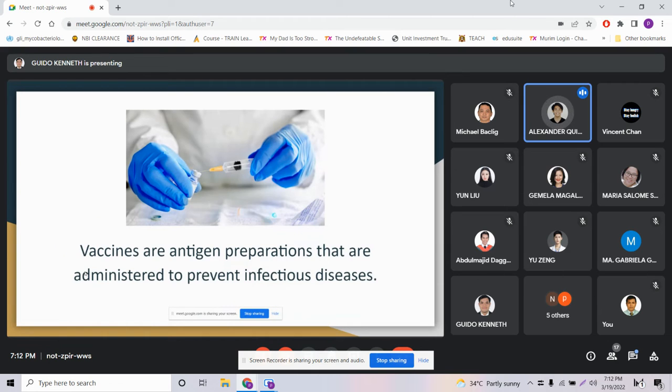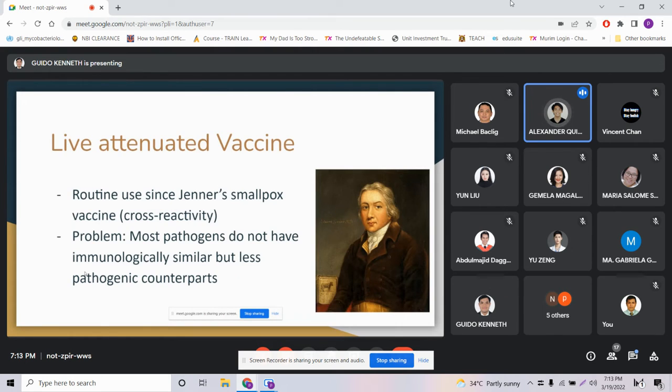Vaccines are basically antigen preparations that are administered to prevent infectious diseases. Let's begin with live attenuated vaccines, which have been routine since Edward Jenner's smallpox vaccine, which, if you remember your undergrad studies, is based on cross-reactivity, wherein cowpox virus was used to develop immunity against an antigenically similar but highly pathogenic smallpox. However, the problem is that most pathogens do not have immunologically similar but less pathogenic counterparts.